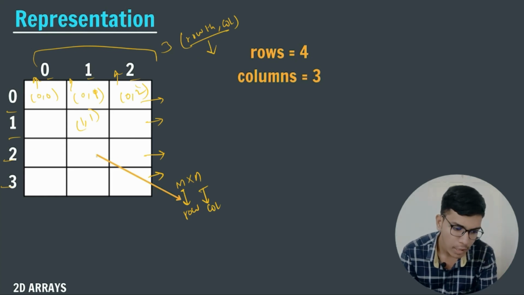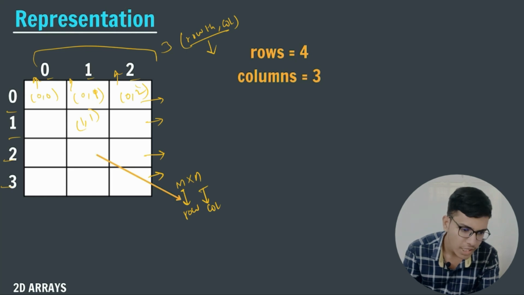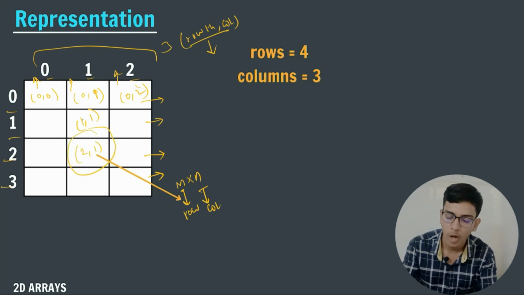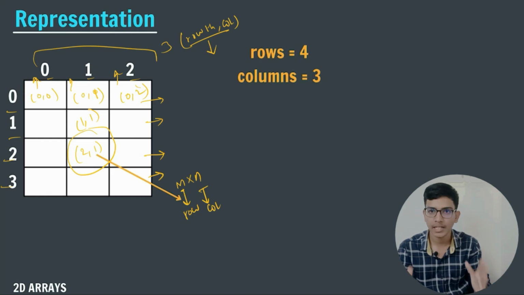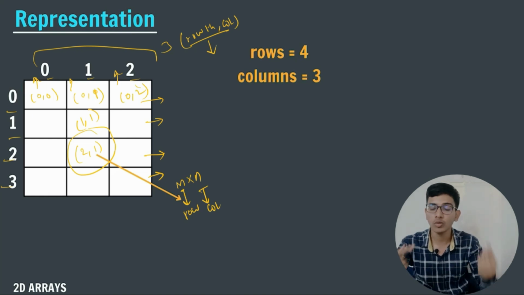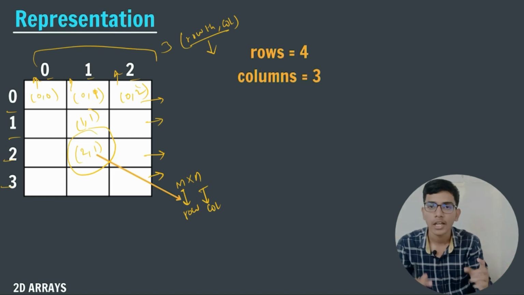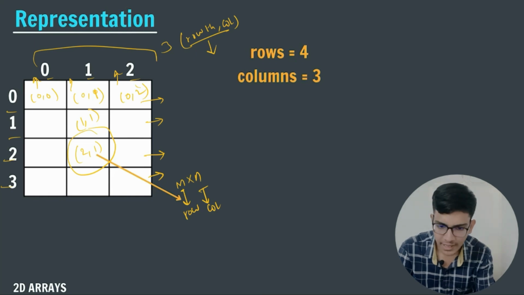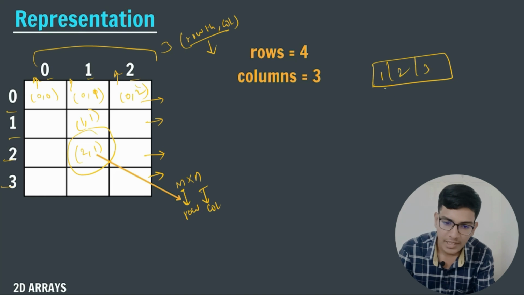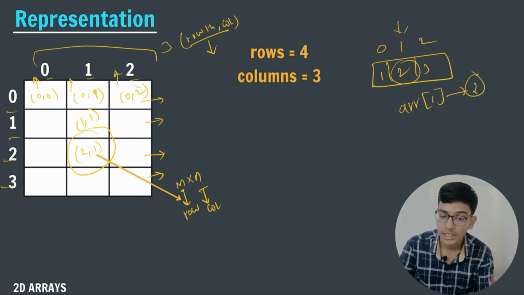Suppose I want to locate the arrow mark. Can I write that the location of this particular block is 2, 1? So this is the location of this particular block. In a one-dimensional array, we can access a particular element through its index, right? Let us consider a one-dimensional array. These are my elements 1, 2, 3, with indexes 0, 1, 2. If I want to access the element 2, then I write ARR of 1. This will give me 2.